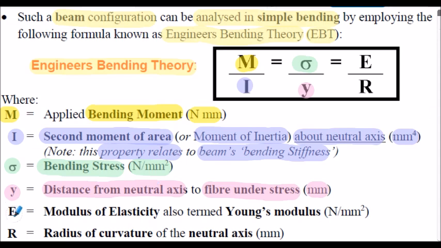Symbol capital E is the modulus of elasticity, also termed Young's modulus, newtons per millimeter squared. And finally capital R, we mentioned previously, is the radius of curvature of the neutral axis, and that'll be in millimeters.